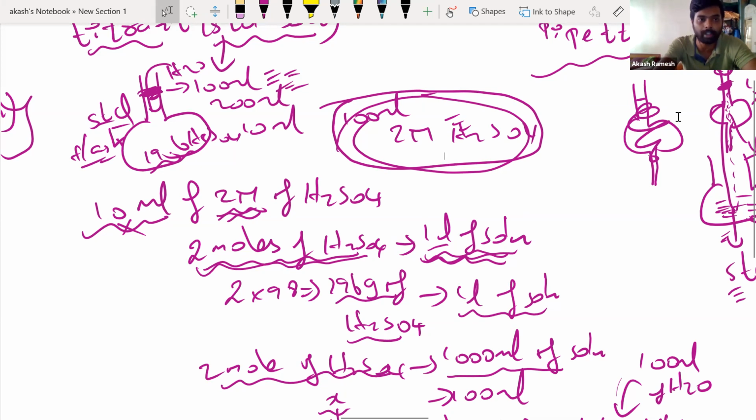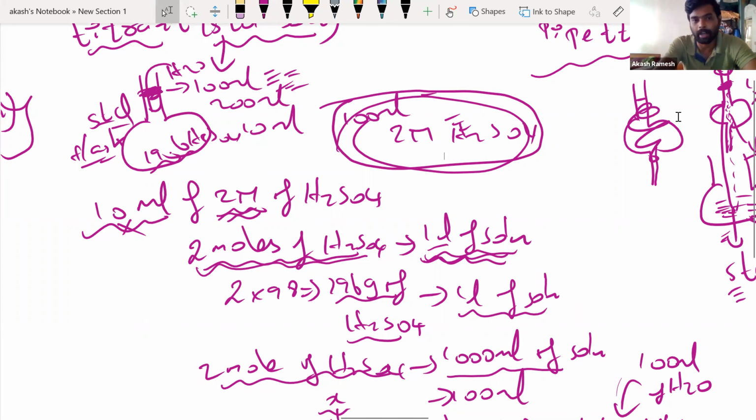It's not 100 ml. Say if it is 1 liter, now directly I can take 2 moles of H2SO4 and prepare the 1 liter solution. That's it. The 2M solution is done. But what we have, guys, is only 100 ml.